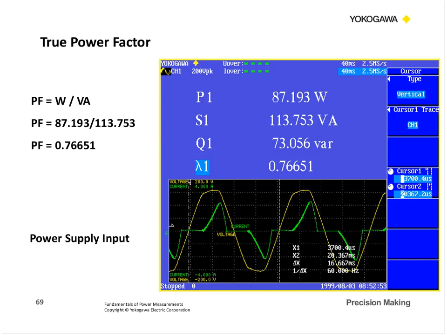So, in a measurement example, here I had 87 watts on probably a power supply input, and VA measured 113.7. This power meter calculated 0.76651. If we take these two values and mathematically divide them, we come out with the same. So this was a power supply with a switching capacitor type input.